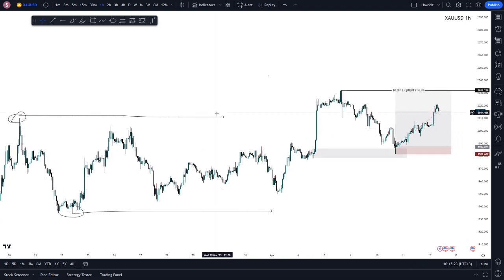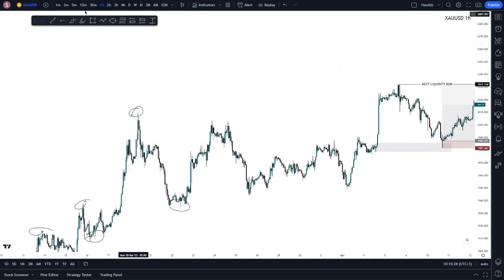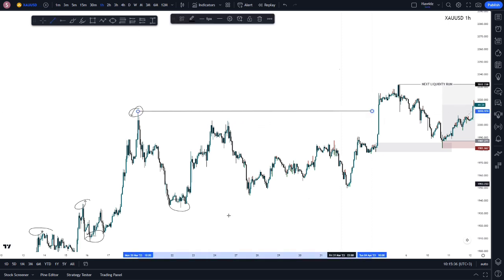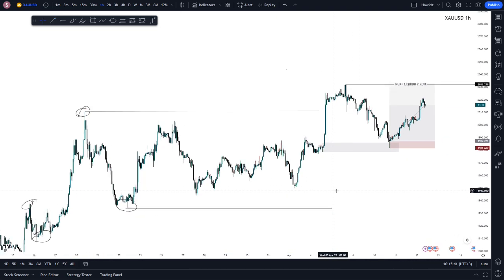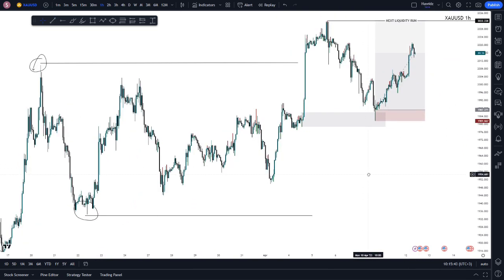Okay, so now if we go to where we are, let's remove these and let's put in actual ranges. So let's put in a straight line like that, and another straight line right here. Okay, so what do we see in here?